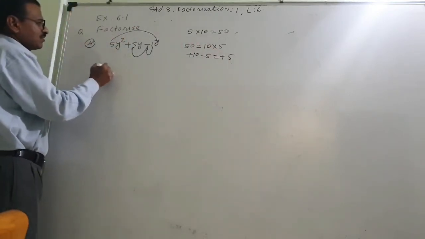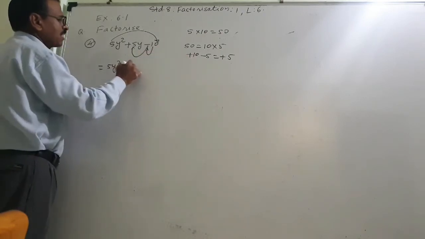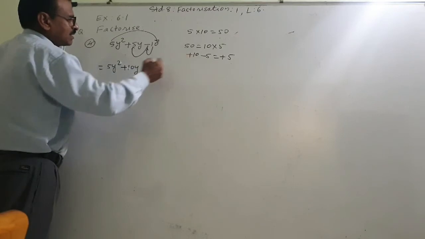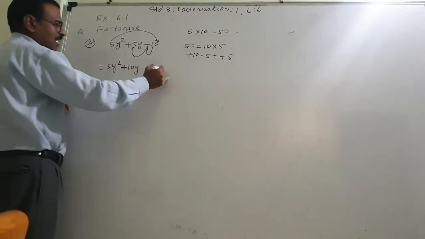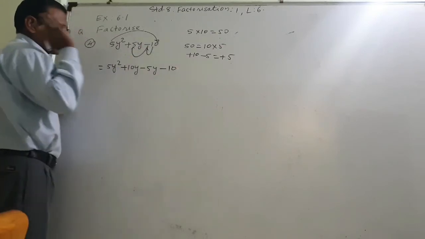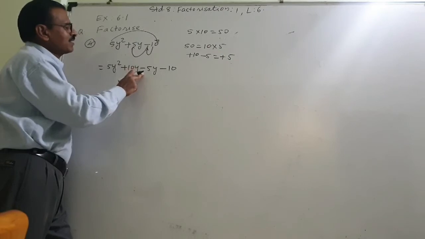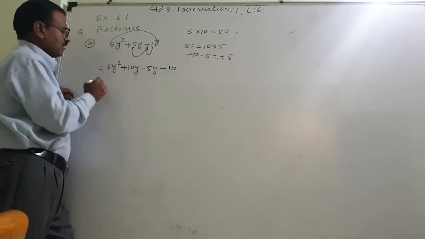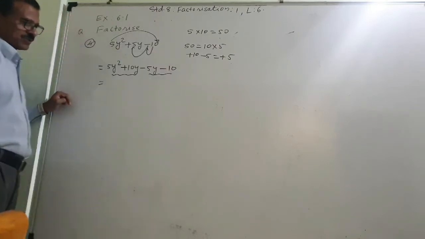So this is equal to 5y square, this plus 10y, then this minus 5y and minus 10. Last number I have to write. See this once again, plus 10 minus 5 is equal to plus 5. So I will make the factors of this. First of all, the groups.